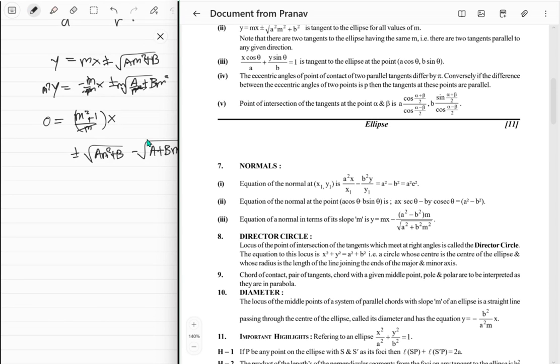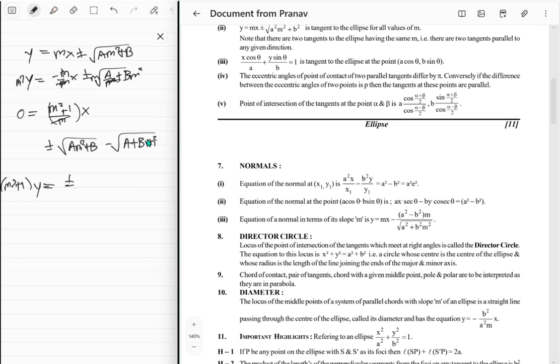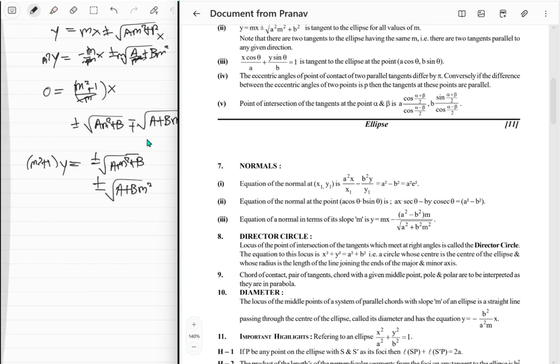And this thing, subtraction, of course, no, addition, right? (m squared plus 1) times y is equal to... I'm just losing count of how the signs are supposed to go, plus or minus. Plus minus the square root of a squared m squared plus b... no, now it's going to be plus minus the square root of (a plus b m squared), right? Yeah, right. And then this can be moved over here, so just get m squared.